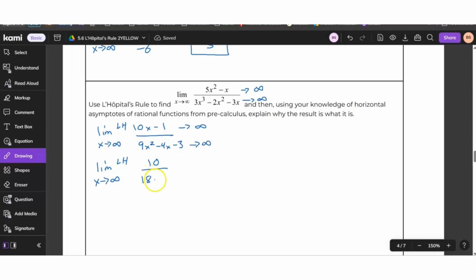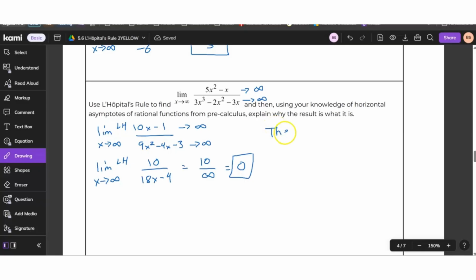10 over 18x, sorry, minus 4. This is going to give me 10 over infinity, which is effectively just 0. So, using your knowledge of horizontal asymptotes of rational functions from pre-calculus, explain why the result is what it is.